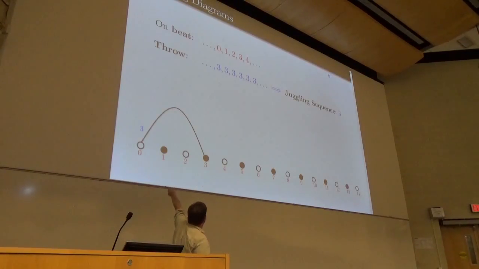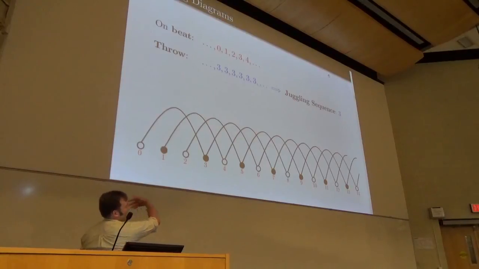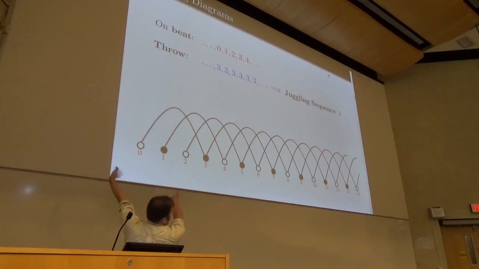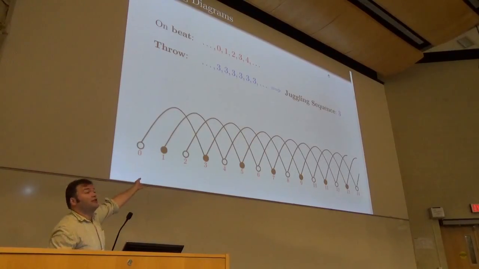a throw of three, you're gonna throw from right to left, and then next you're gonna have to do a throw from your left hand, which will come back three beats later to your right hand, and then your right hand to your left hand, and so on. So you could just assume that this goes on forever, and you could also assume that it's been going on for eternity or something. So this is called a juggling diagram.